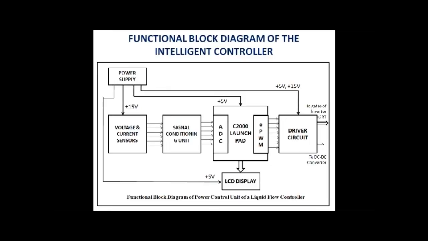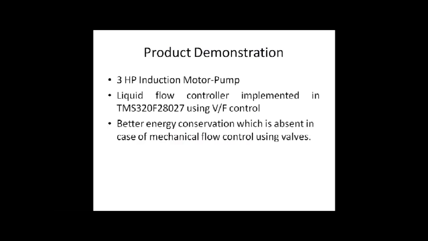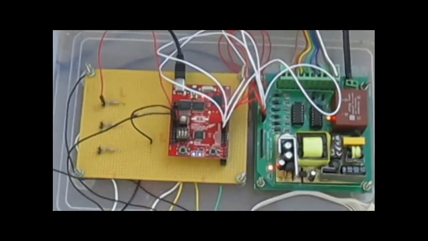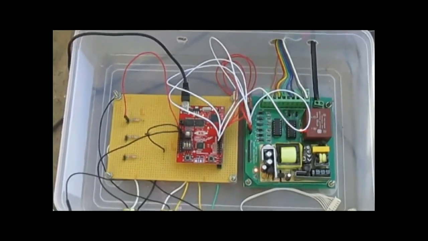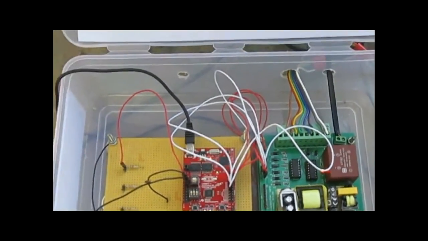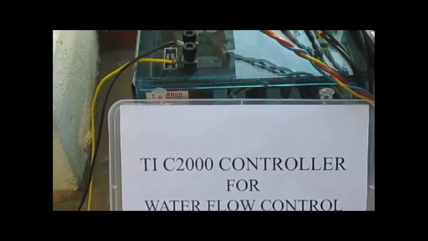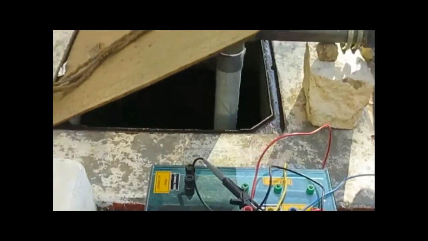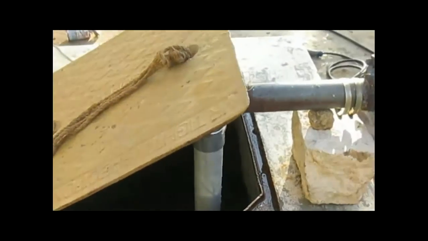Now you are watching the functional block diagram of the power control unit. The heart of the control unit is the C2000 LaunchPad. It receives the signals from the sensors and generates appropriate PWM signals to control the inverter. There is a driver circuit which interfaces the microcontroller and inverter. We are going to demonstrate our product using a three-phase induction motor pump.